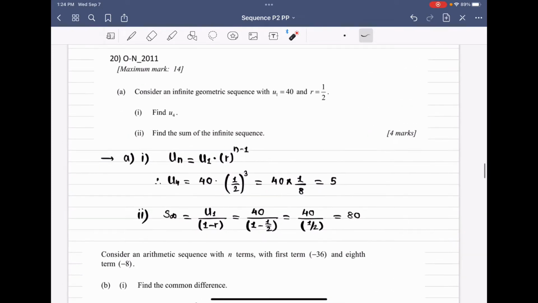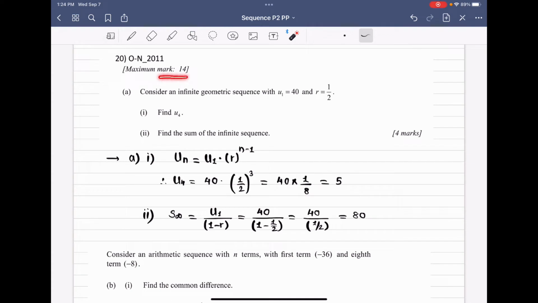October, November 2011, maximum mark 14. That means this is a paper 2 section B question. Consider an infinite geometric sequence with u1, that is first term, given as 40 and ratio given as 1 by 2. Find u4.